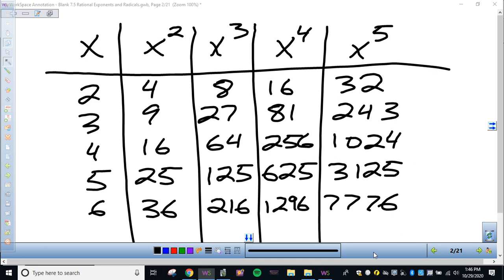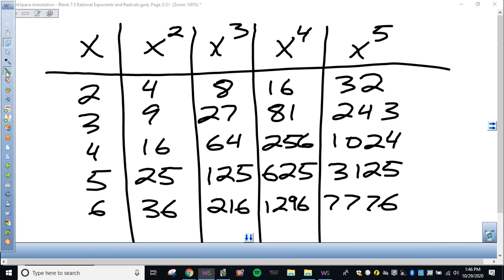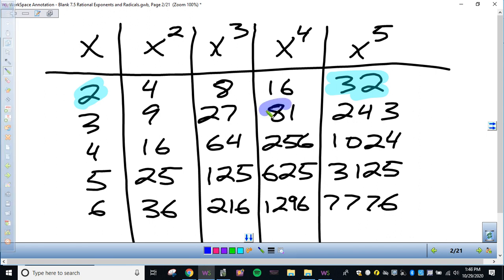Okay, so here's how I use this chart. If I want to know what 2 to the 5th power is, you just look right there. If I want to know what the 4th root of 81 is, I look at 81, go back here to the 3. The 4th root of 81 is 3.